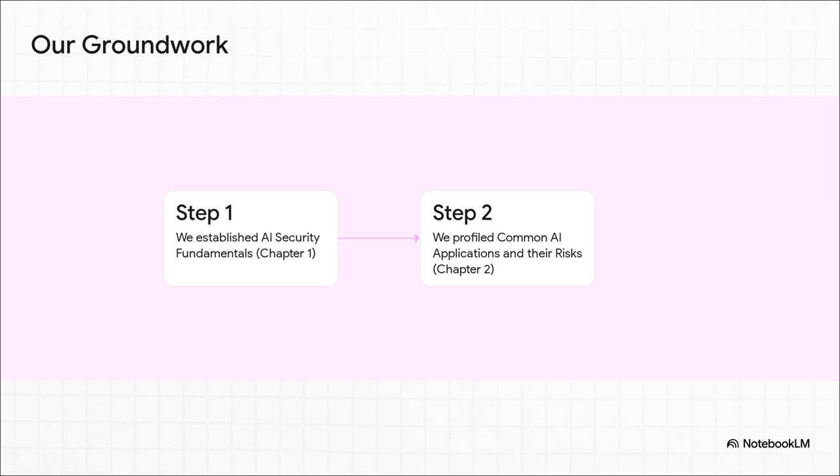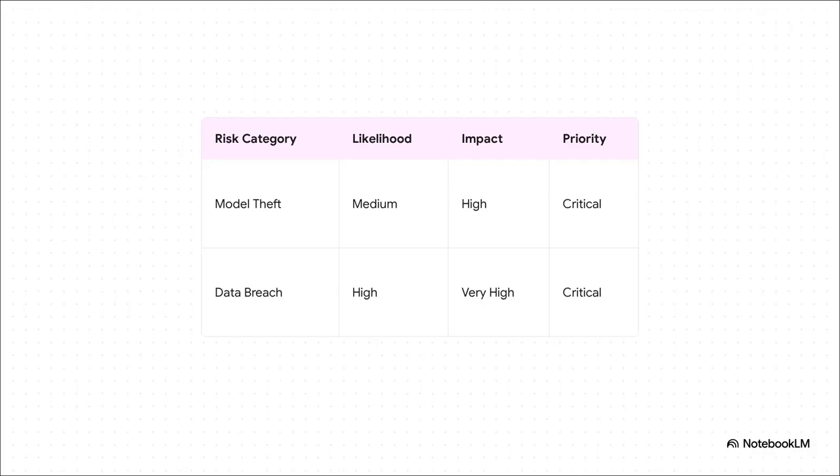And then we immediately put that theory into practice by profiling the specific risks you see in real-world tools, like your customer-facing chatbots or your internal fraud detection systems. And this right here, this is a perfect example of how we made things real. We used a risk framework, just like this one, to systematically figure out what we should be worried about most. It made it crystal clear that huge impact risks, like someone stealing your model or a major data breach, had to be at the very top of our priority list.